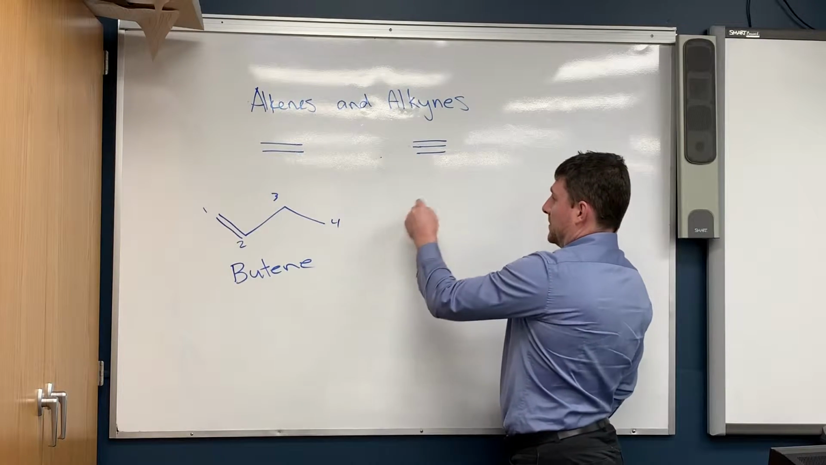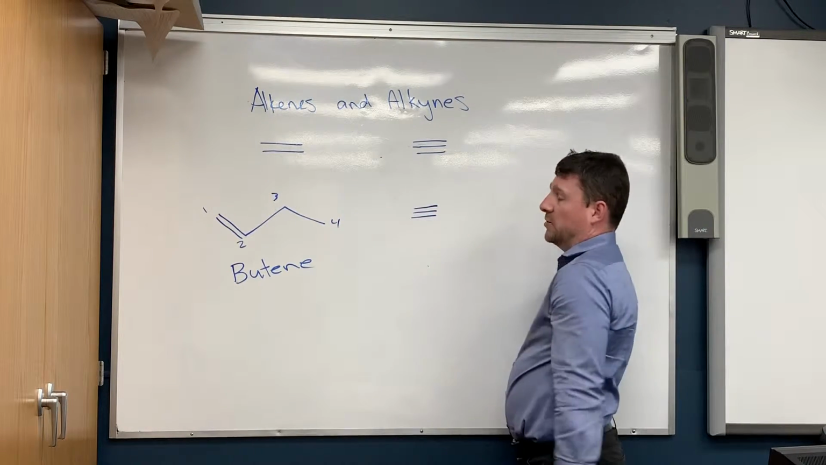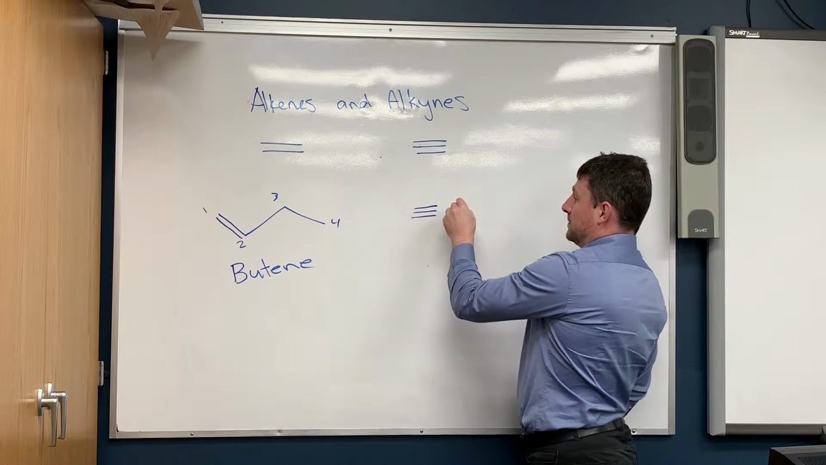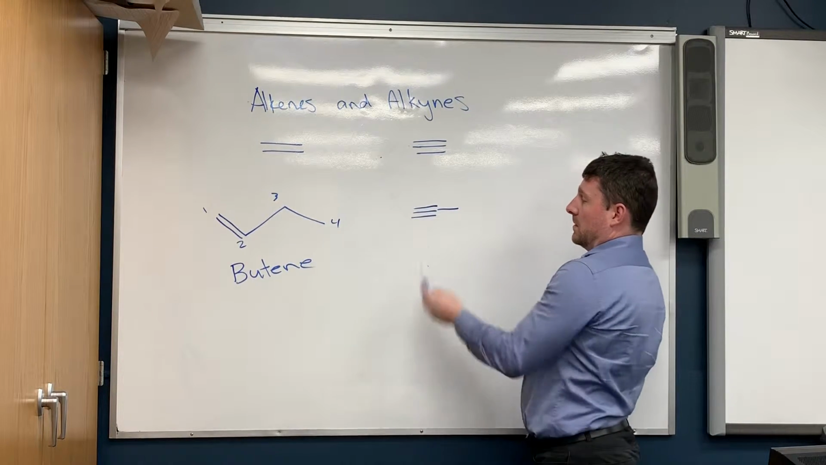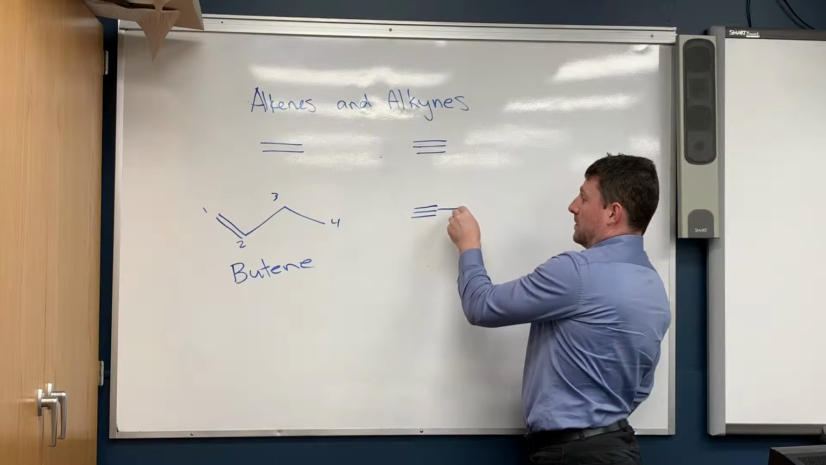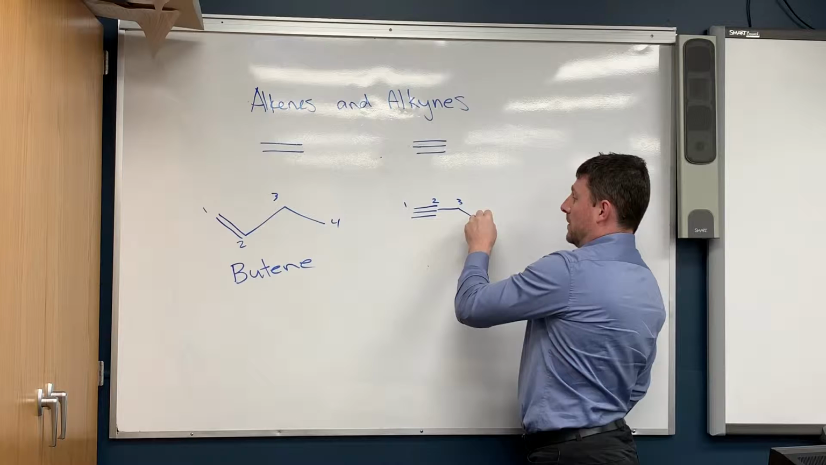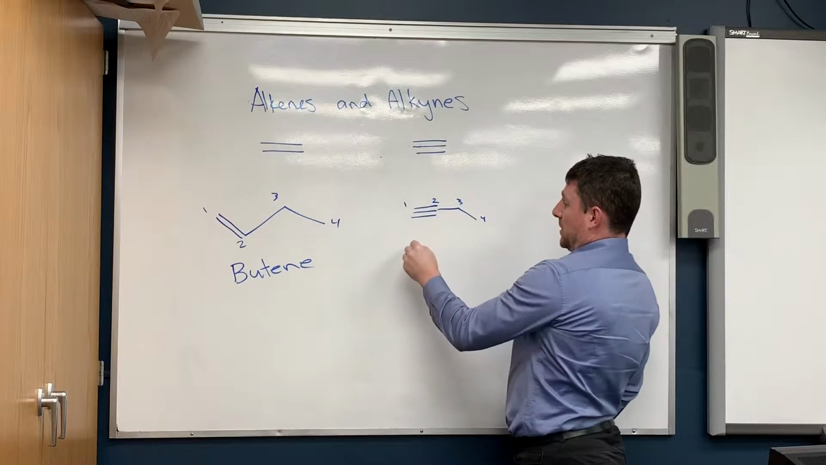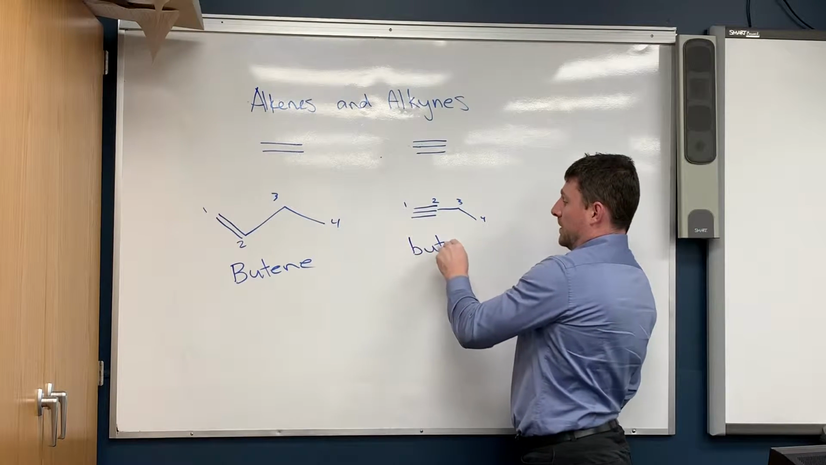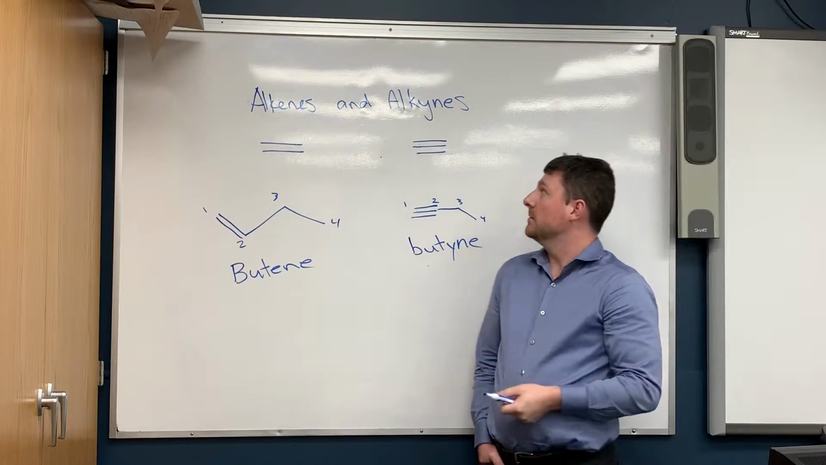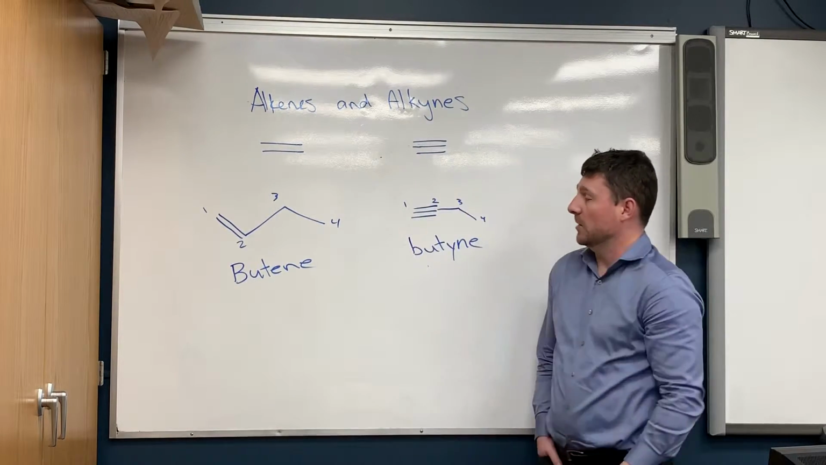And of course, same thing over here. If I put a triple bond, that's carbon 1, carbon 2, 3, 4. This would be carbon 1, 2, 3, 4. This would just be butyne. We're using the ending "yne" because it's an alkyne with a triple bond.